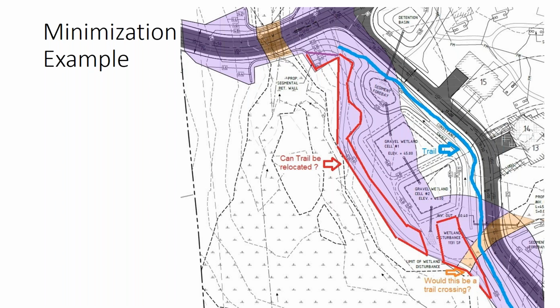I just want to do a quick minimization. This is the kind of thing I do with these engineers. They had a trail, they had all their gravel wetlands, they're next to a valuable wetland. I said, why don't we move the trail? Why don't we tighten up? So we had places where we were right next to the wetland and had like 10 to 20 feet of buffer to the wetland. Next slide.